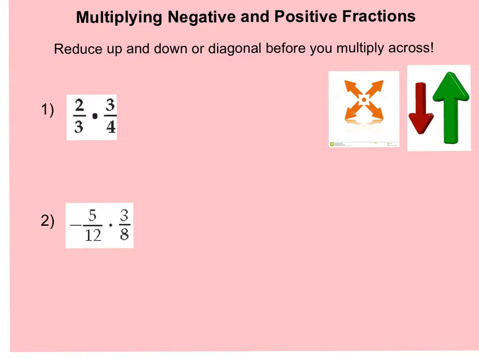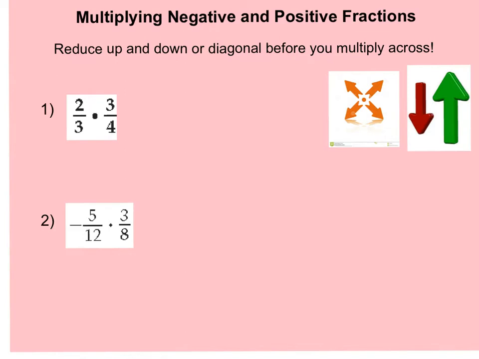Okay, so hopefully you have your problems written down. So what we're going to do in number 1 is the first thing, we want to look at each fraction individually. See how we have 2/3 here and we have 3/4 over here. We just want to check and see if either of those two fractions can be reduced. In this case, 2/3 cannot be reduced and 3/4 cannot be reduced.